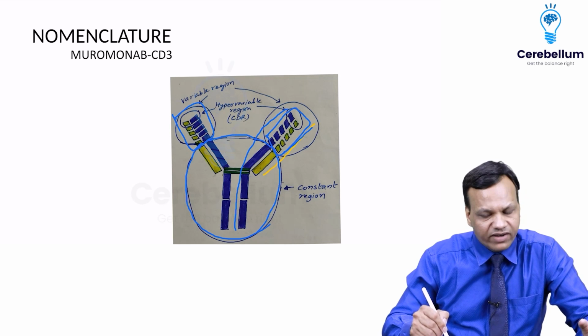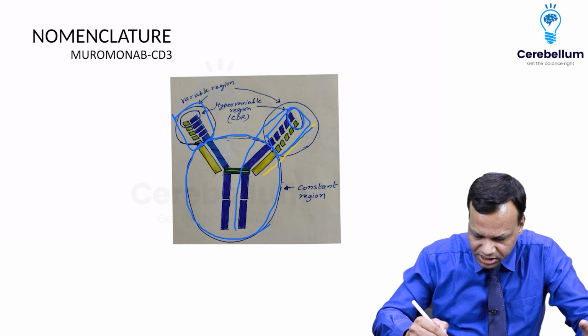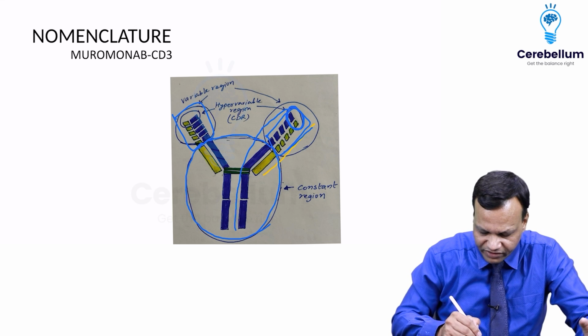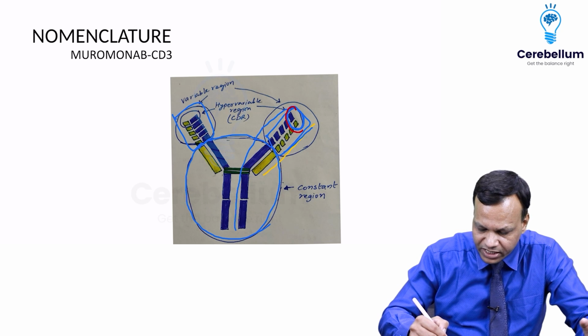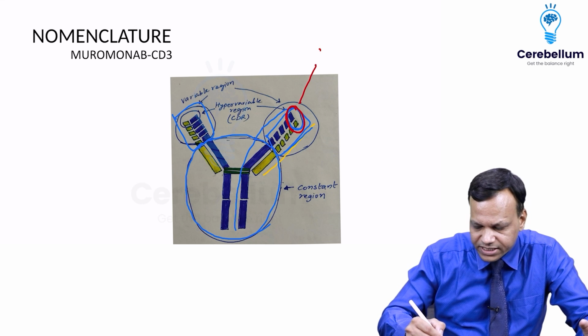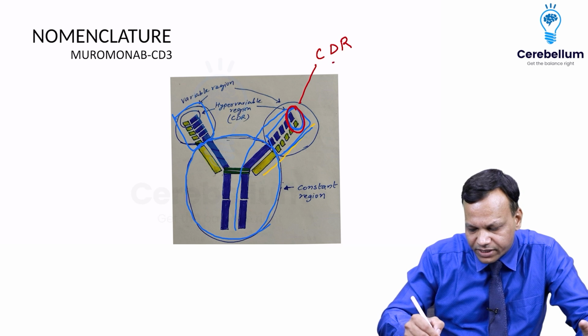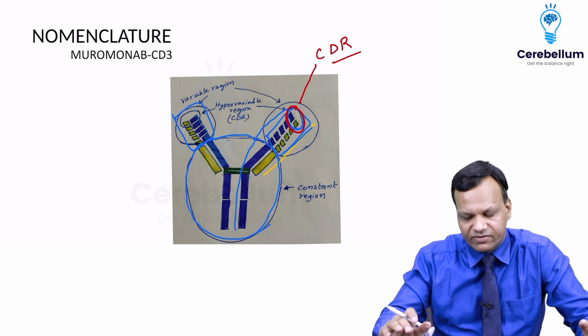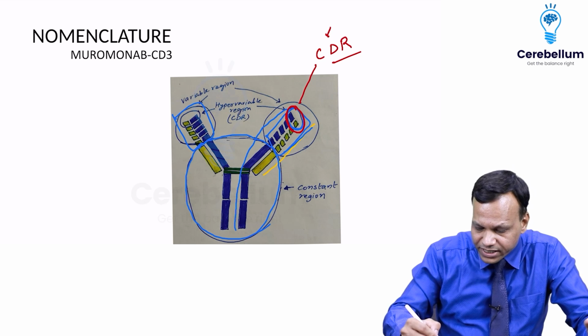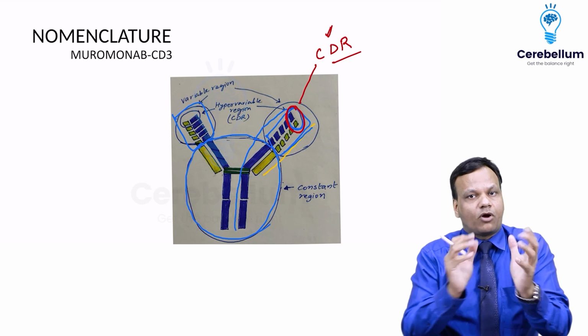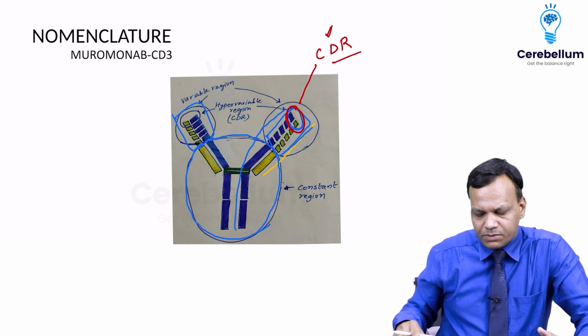And among this variable portion, the topmost portion is the hyper variable region. This is also known as CDR, complementarity determining region. This is mainly what changes in different antibodies. Okay. So how to keep the nomenclature?